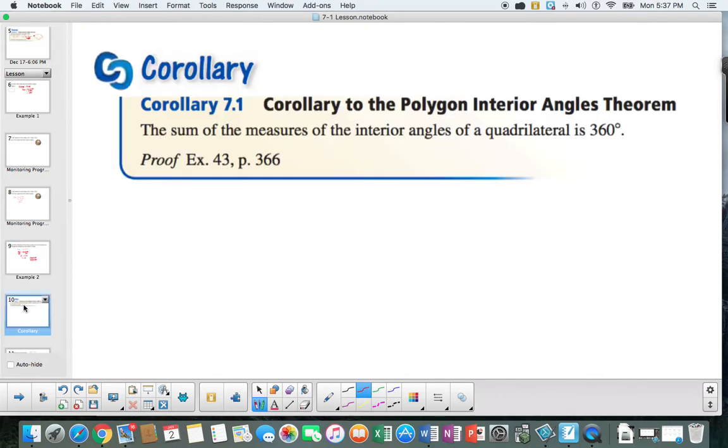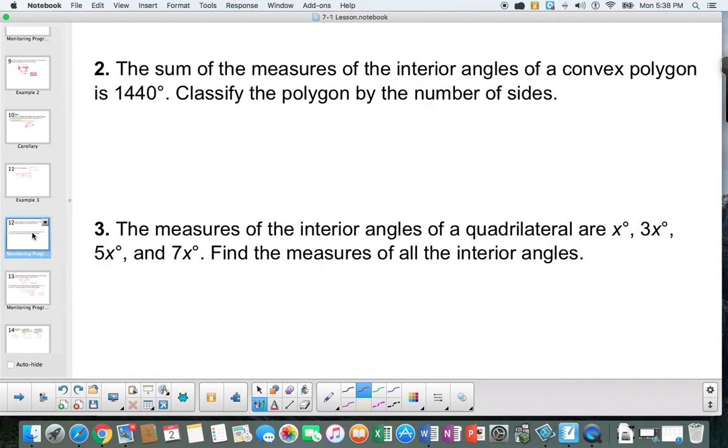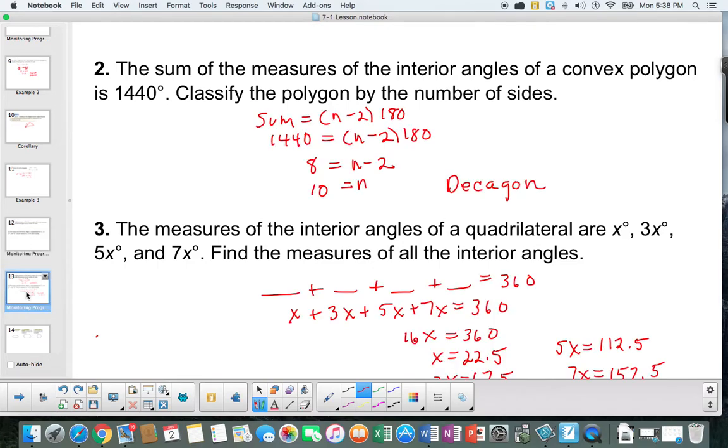The sum of the measures of the interior angles of a quad is 360. When we have a quad, we know that from one vertex it's going to create 2 triangles. So 2 times 180 is 360. Let's use this to do this problem. I want to find the missing angle. I know that all 4 angles have to add up to 360, and then I just do my algebra and find that x is equal to 72. Your turn. Go ahead and stop the screencast and see what you can do. Here are the answers.